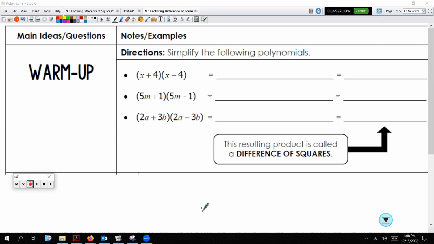All right, here is a video about lesson 9.5, factoring a difference of perfect squares. Okay, so first we did a little warm up here. I have two binomials, so I'm going to use the FOIL method and multiply.